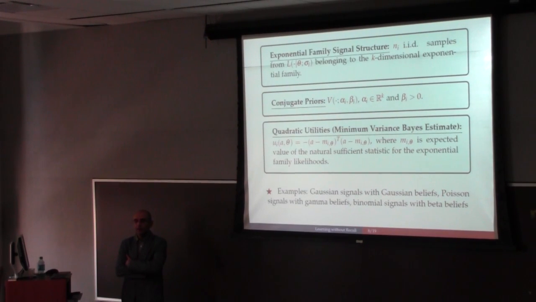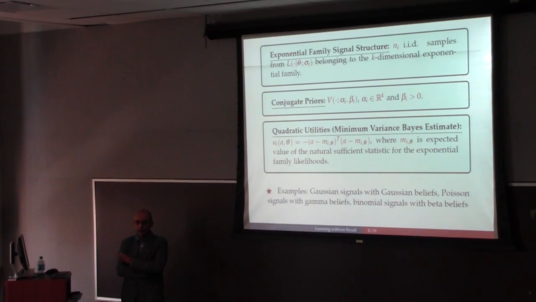Conjugacy is another property in exponential families, and different members of the exponential family show this conjugacy, meaning that once you start, for example, from a Gaussian signal and your belief is Gaussian, once you do the Bayes update, you come up with a Gaussian belief. So structure is preserved. And this comes from the fact that the Gaussian distribution is the conjugate of itself. The same thing happens with Poisson and gamma beliefs.